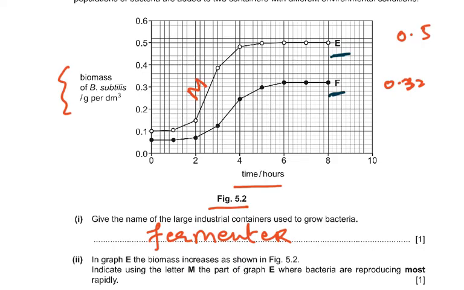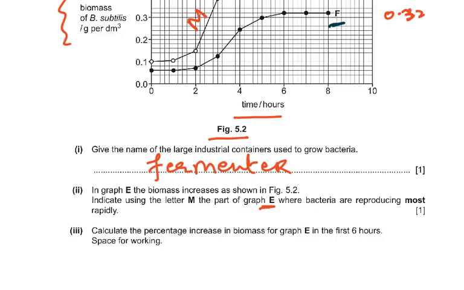And it said part of graph E. Please do not do F. Look at it very carefully. This is the E that we are talking about. Don't get it wrong. Some of you just marked it wrong. Now what does it ask you? So there's 1 mark for that. And it says using the letter M, the part of the graph E.